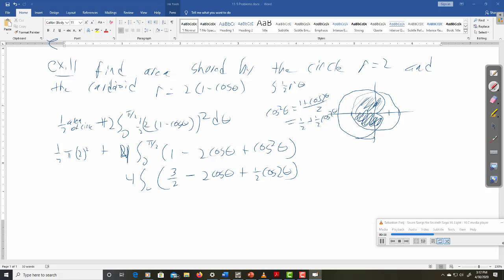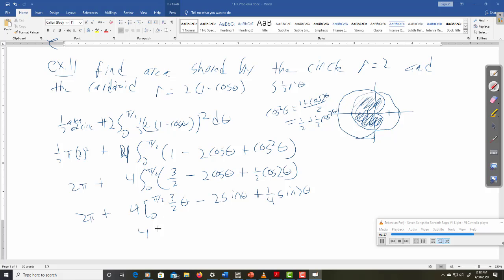We got 4 times the integral from 0 to pi over 2 of that. Then we integrate from 0 to pi over 2. We get 3/2 theta minus 2 sine theta plus, so you integrate cosine, you'll get sine, but you get to divide by 2, so 1/4 sine of 2 theta. Still multiplied by 4. I've got enough different things in there, I figure I might as well keep the 4. So that, by the way, is 2 pi I gotta add.